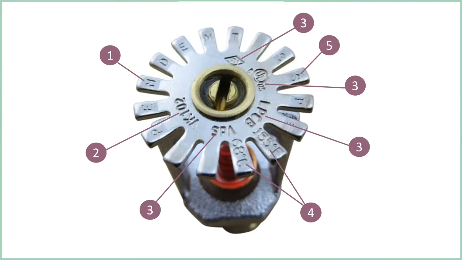So we have, first of all, number one. That says pendant. Again, it might just be stamped as P, but this particular one has it written out in full, pendant. So this sprinkler head will only be installed in the pendant position. Number two is the manufacturer's mark. So this one here is a VK, which stands for Viking, and it's a 102.